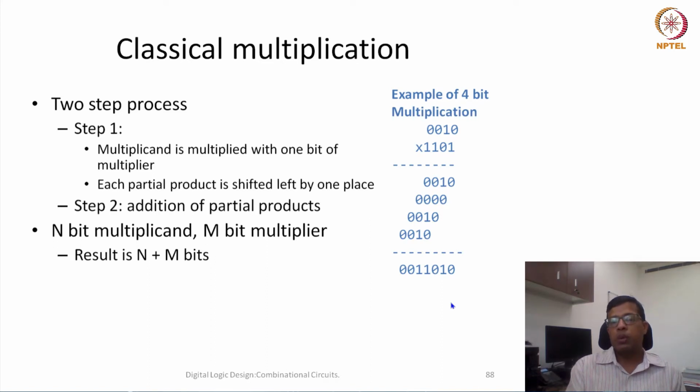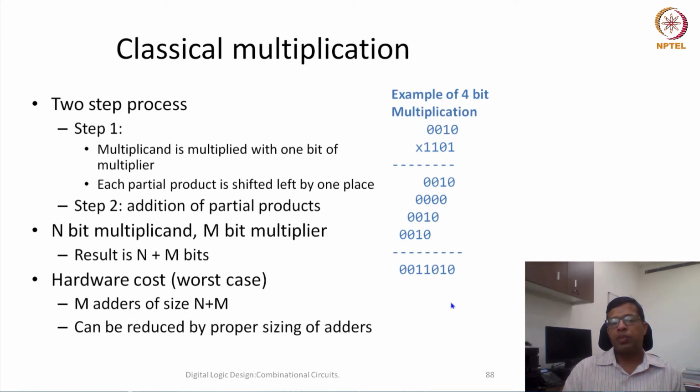To do this multiplication using digital logic, as we have discussed in our previous lecture, we can do addition of two partial products, and then whatever is the sum, we can add that to the third partial product, and then add it to the fourth partial product, and so on and so forth. So a total of m minus 1 adders would be required, and in the worst case the size of each adder would be n plus m. In the average case it could be a little less by properly sizing it.